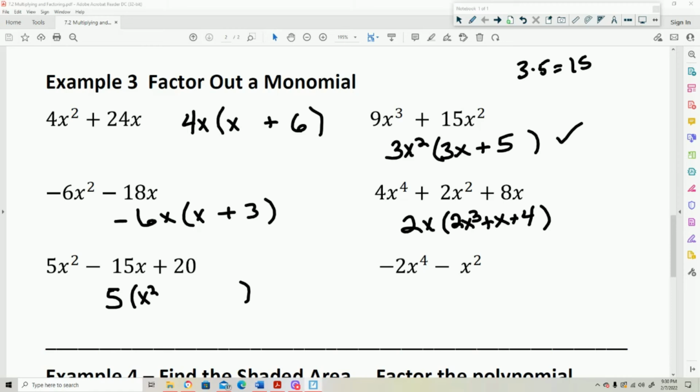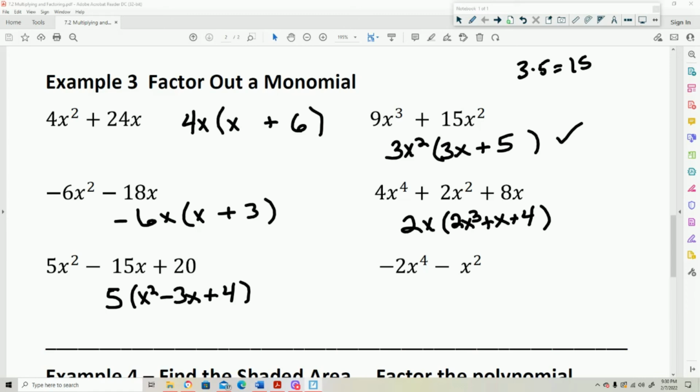Okay, 5 times what is negative 15x? Well, that would be negative 3x. 5 times negative 3x is negative 15x. 5 times what is 20? That would be a positive 4. Okay? And you can always check your work. 5 times that should give me that. Okay? It's easy to check.